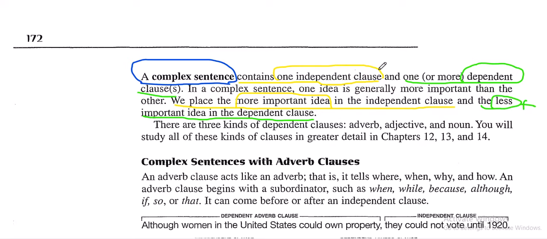So independent clause contains what? The more important idea. But dependent clause or clauses contain what? The less important idea. Okay, so the composition of a complex sentence is one independent clause and one or more dependent clauses. The independent clause contains the more important idea, but the dependent clauses contain less important ideas.